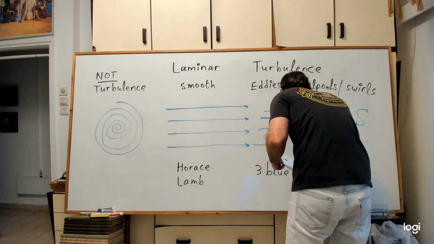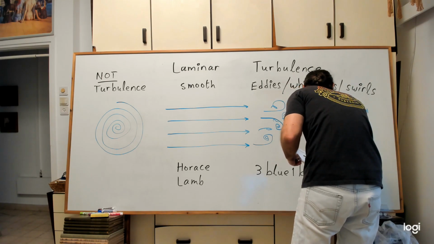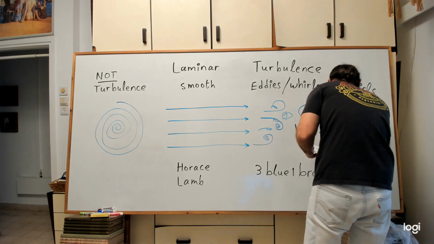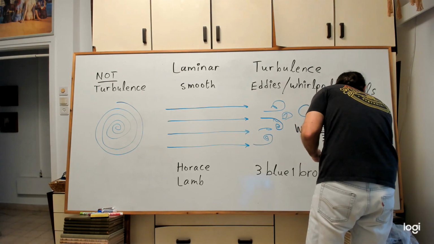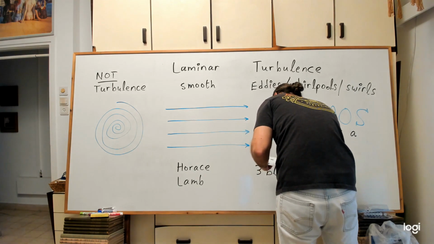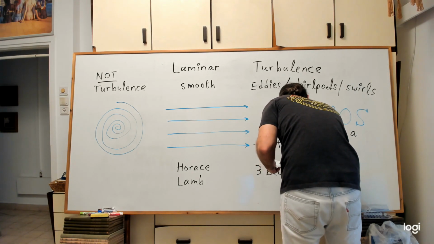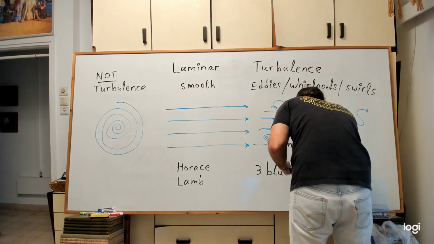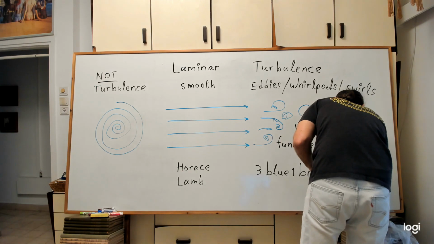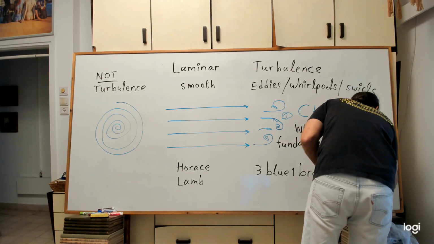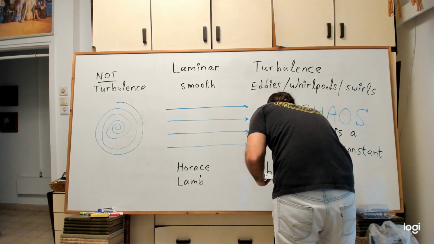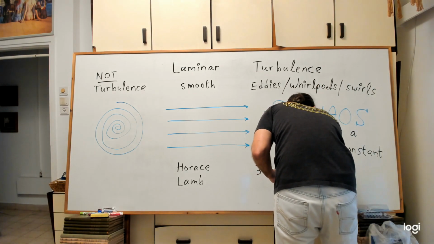Why 5/3 is a fundamental constant for turbulence.